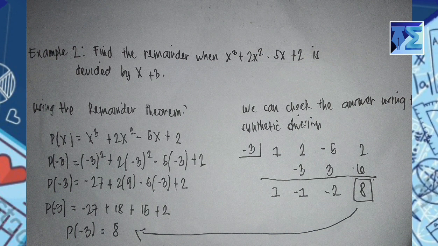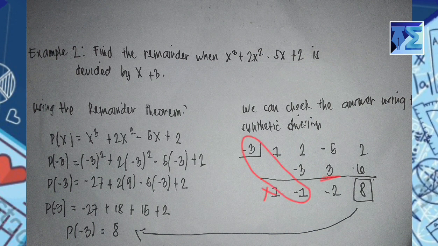We can also check the answer using synthetic division. Using the polynomial, get the coefficients. We have 1, 2, negative 5, and 2. Using a, we have negative 3. Then performing the synthetic division, bring down the first coefficient 1, multiply it by negative 3, we have negative 3. And then 2 plus negative 3 will give us negative 1.